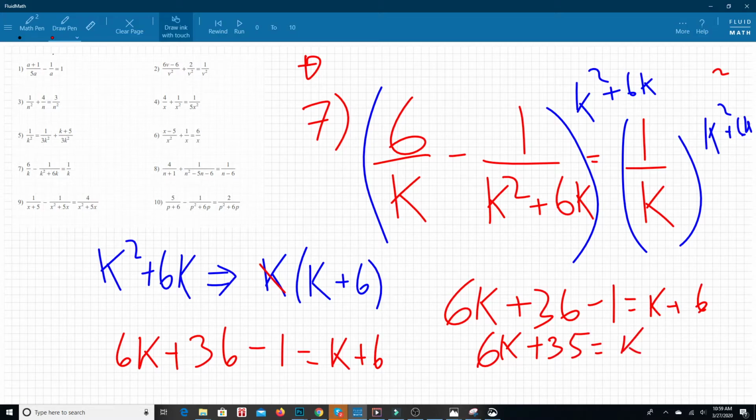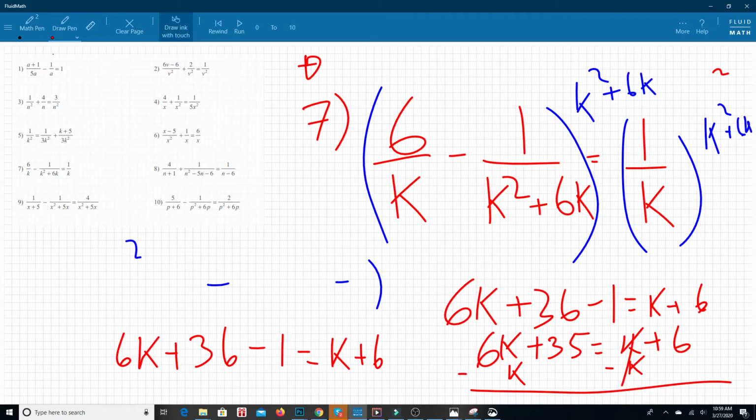equaling k plus 6, minus k on both sides. I'm going to be left with 5k. I'm going to erase this part right here. Left with 5k plus 35 equals 6. Now that's what I have. This, k plus 6. Yep, that's right.